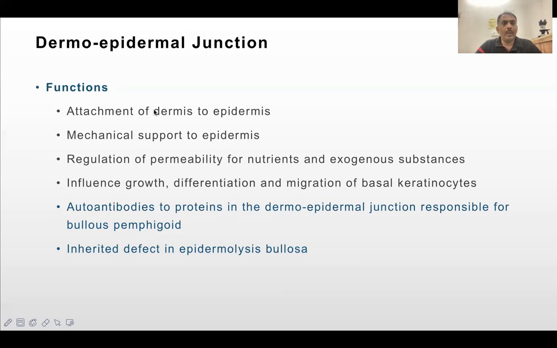The other function of the dermoepidermal junction is the regulation of the permeability of nutrients and exogenous substances. It influences growth, differentiation, and migration of basal keratinocytes. Autoantibodies to proteins in the dermoepidermal junction are responsible for a disease called bullous pemphigoid and several other diseases, and inherited defects such as epidermolysis bullosa.